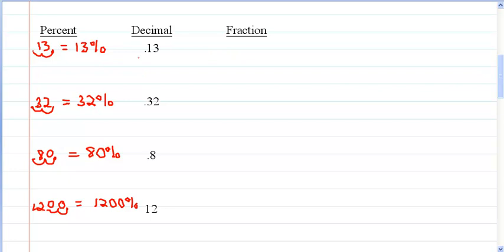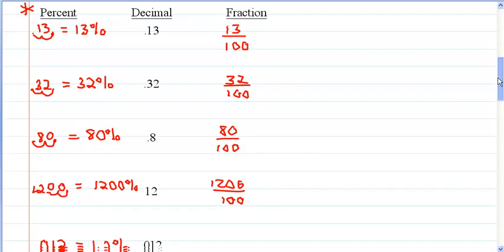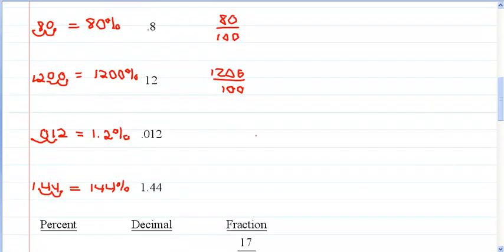Now to convert to fractions, I will use my percent column. If I take 13%, I just write that as 13 over 100. For 32%, 32 over 100. 80% is 80 over 100. 1200% is 1200 over 100. For 1.2%, it's 1.2 over 100. And for 144%, it's 144 over 100.